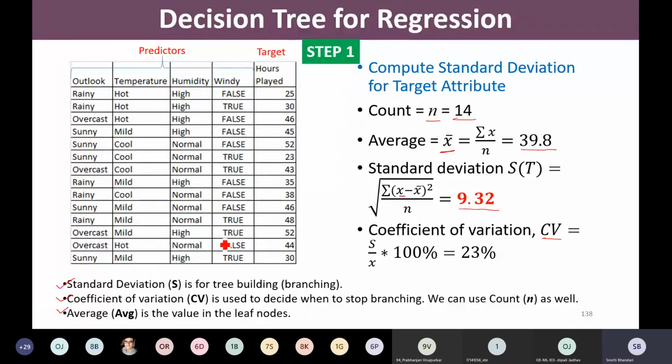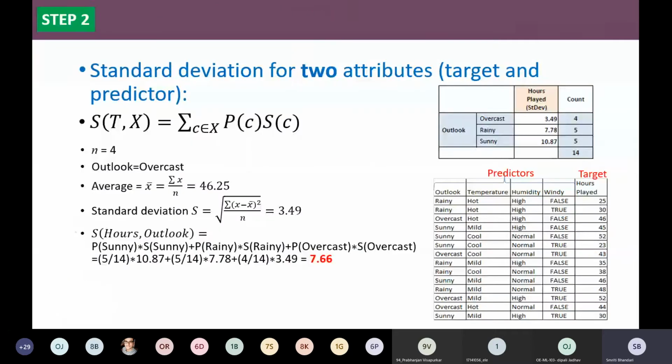So in the ID3 algorithm, the decision tree for classification, in the leaf node we were having the class. Instead, now in the decision tree for regression, in the leaf node we are having some value that we would like to predict, right? So in the leaf node we are going to store the average. So this is our step number 1, wherein we have computed the standard deviation S of t for the target attribute. Now let us proceed to step number 2.